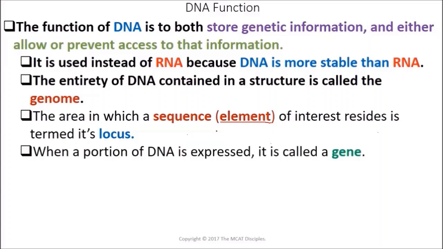When a portion of DNA is expressed, it is called a gene. There are some non-coding areas of DNA, and they're just called non-coding. But when they are coded for, when they are expressed in some way, shape, or form, or notably have some function, they're called a gene. An allele is a variation of a gene, and I'll give you a taste of that.